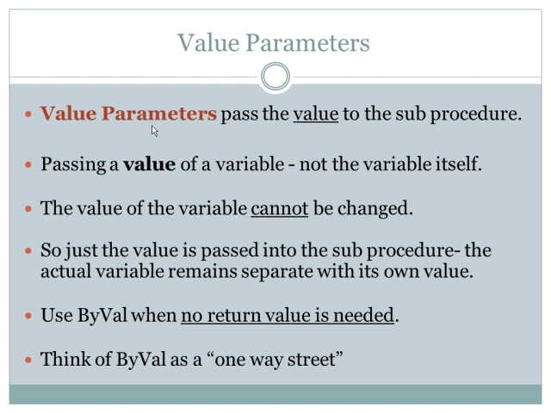For us, value parameters are simply going to pass the value to that sub-procedure. So it's going to take a value in, say, a button click, and send it to the sub-procedure. It's not actually going to change the value of that variable that's the argument. It cannot be changed, and ByVal doesn't return any value. So it's more of a one-way street. It's going to pass a value over to that sub-procedure, and the sub-procedure is going to do something with it.